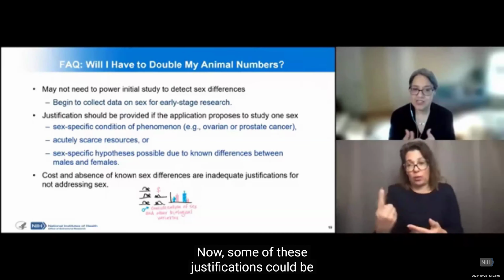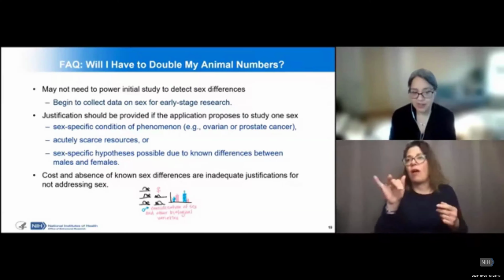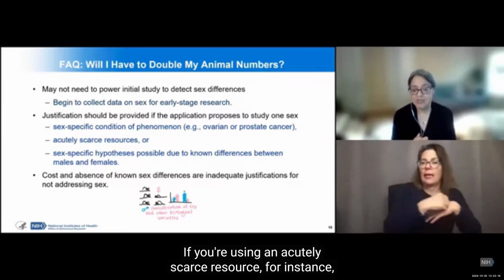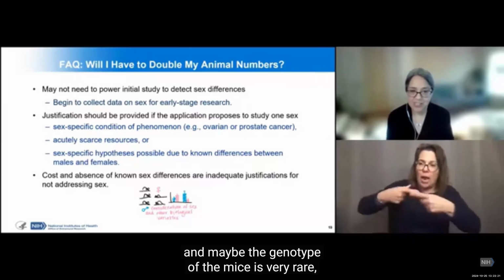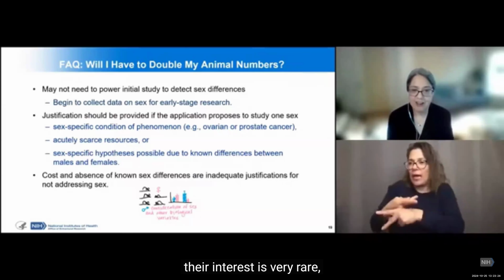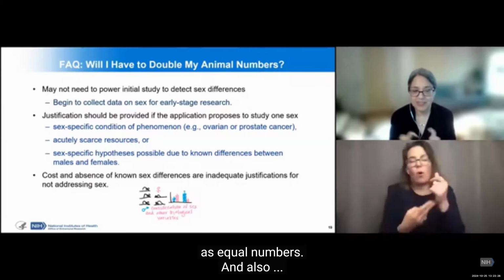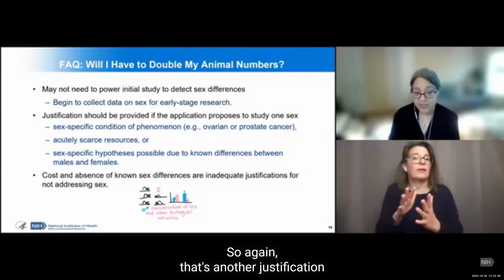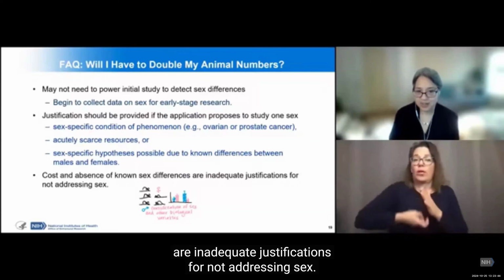Now, some of these justifications can be, for example, if you're studying a sex-specific condition or phenomenon, for instance, ovarian or prostate cancer. If you're using an acutely scarce resource, for instance, if you have a complicated genetic cross to get these mice, and maybe the genotype of the mice is very rare, that could limit you as far as using both males and females in equal numbers. And also, you can make a sex-specific hypothesis if you already know that there are differences between the males and the females. So again, that's another justification that you can provide. Cost and absence of known sex differences are inadequate justifications for not addressing sex.